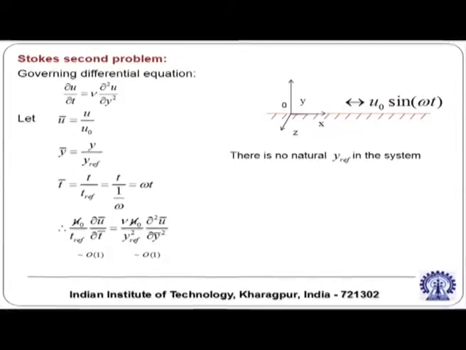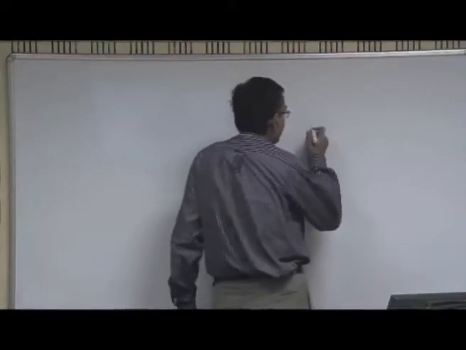To understand that, we started with our governing differential equation, and the governing differential equation for this particular scenario summarizes to this one: del u del t is equal to nu del square u del y square, and we started identifying various scales pertinent to this problem. So, we will have a brief recapitulation of the various scales. Maybe let us go to the board and revisit the various scales for this problem.